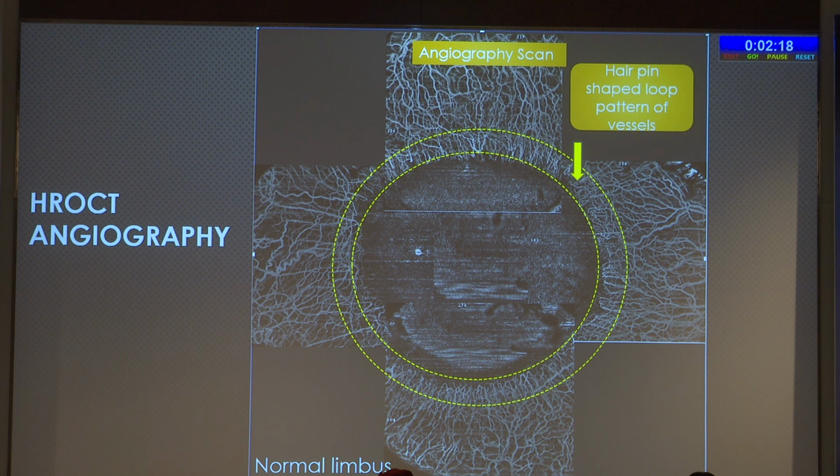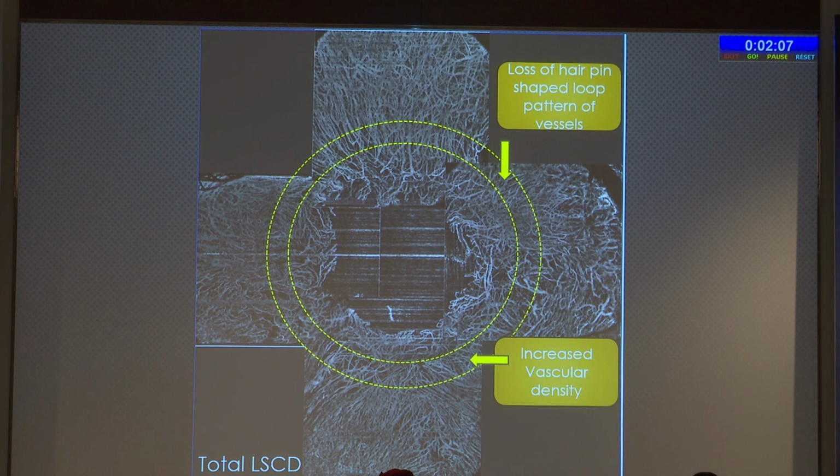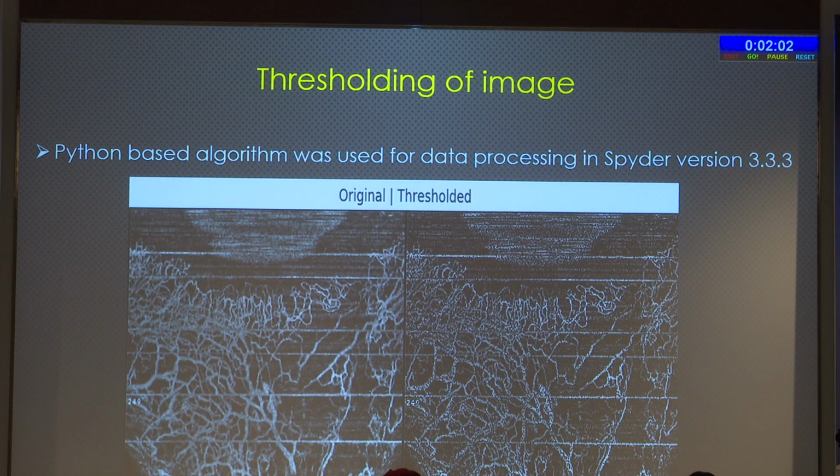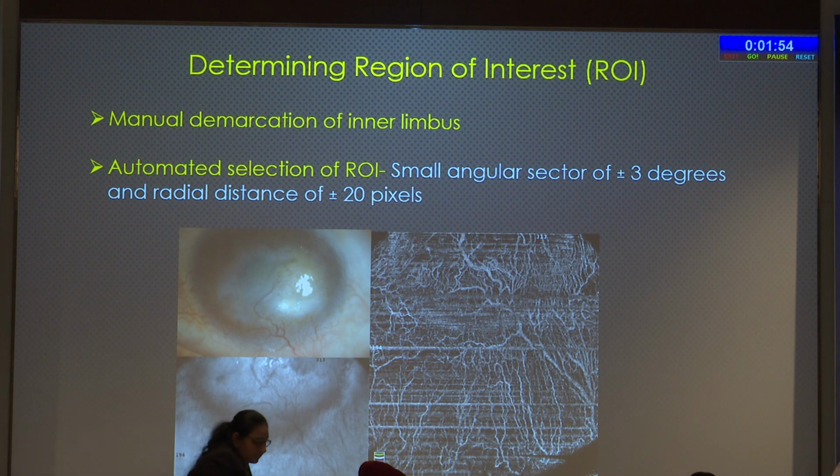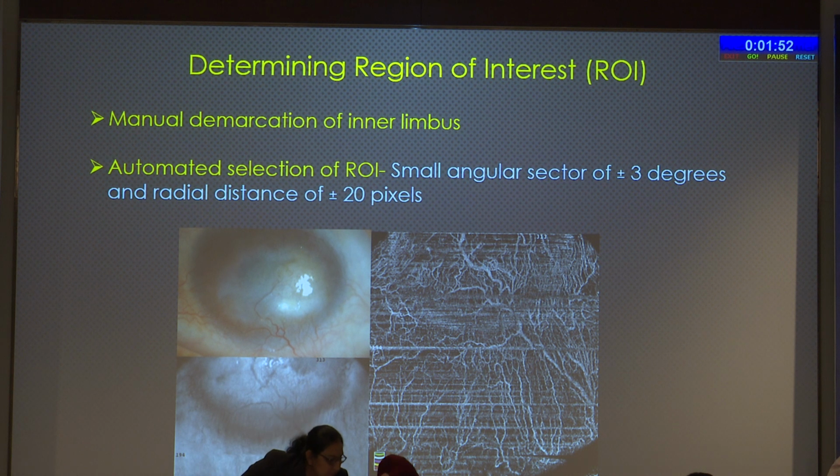This is done quadrant-wise, and this is a custom-made collage of the images where we can see a normal person has a hairpin-bent capillary loop pattern of vessels, while in a total LSCD we can see a loss of the hairpin-shaped loop pattern of vessels and increased vascular density. A Python-based algorithm was used for HR-OCT angiography analysis. First of all, thresholding was done, followed by determination of the region of interest, where manual demarcation of the inner limbus was done. In cases where there was extensive conjunctivalization, the infrared image was used for manual demarcation, and automatic selection of the ROI was done using the software.